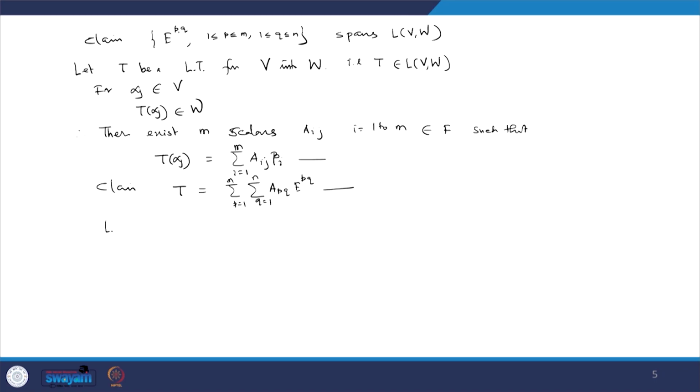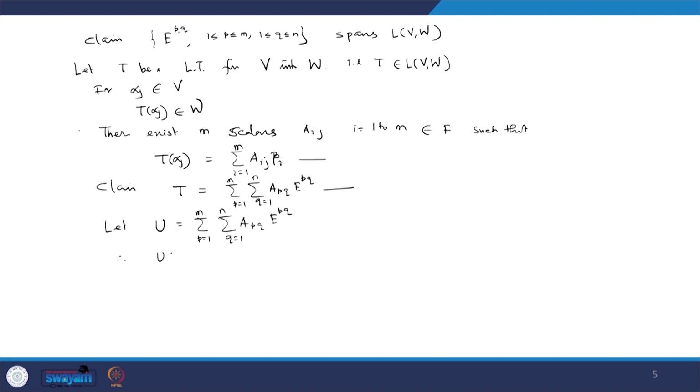Let U be equal to some linear transformation from V into W. Let me give the name capital U. So, capital U is equal to the sum over p equal to 1 to m and q equal to 1 to n of a_pq E_pq.